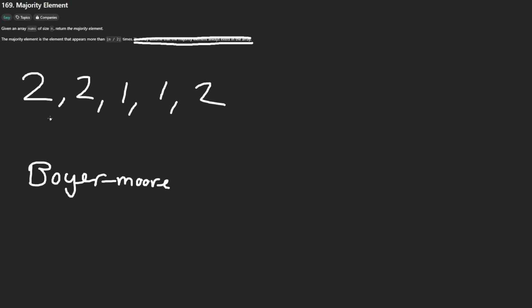And so in this, what we'd end up doing is we'd have a count, and we'd have a current candidate. And with that current candidate, we will be comparing it to our current index. If they are equal, then we will increase our count by 1. If they aren't equal, then we will decrease our count by 1. So in this case, we would start with our current candidate being 2. We'll compare it to 2. It means our count is 1.